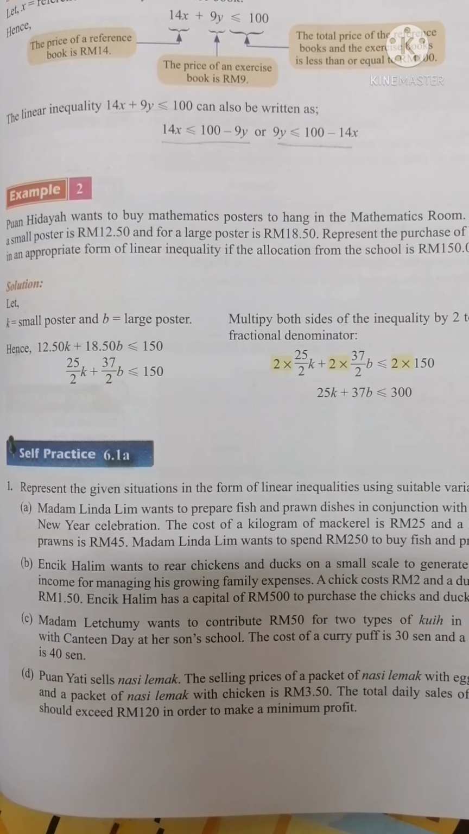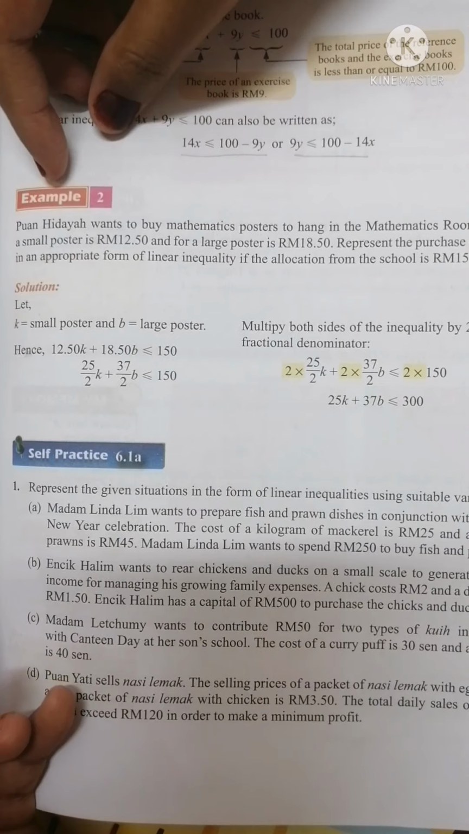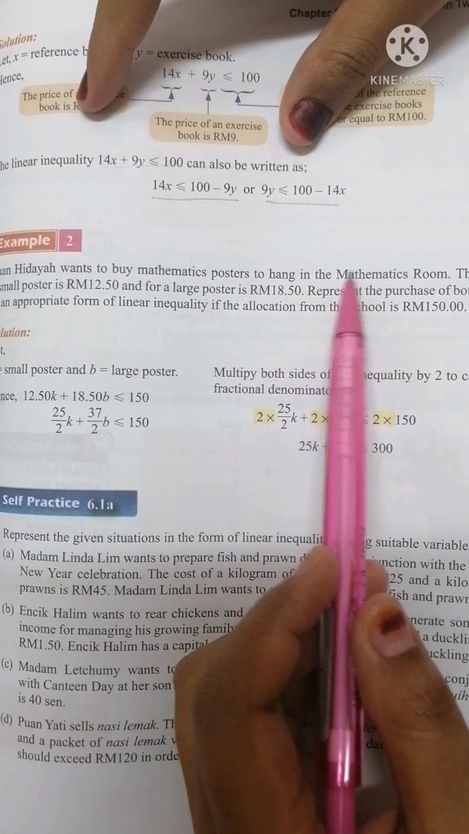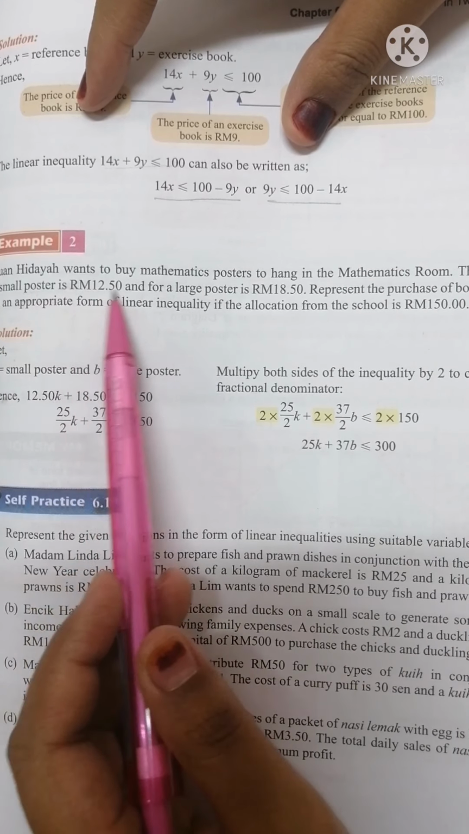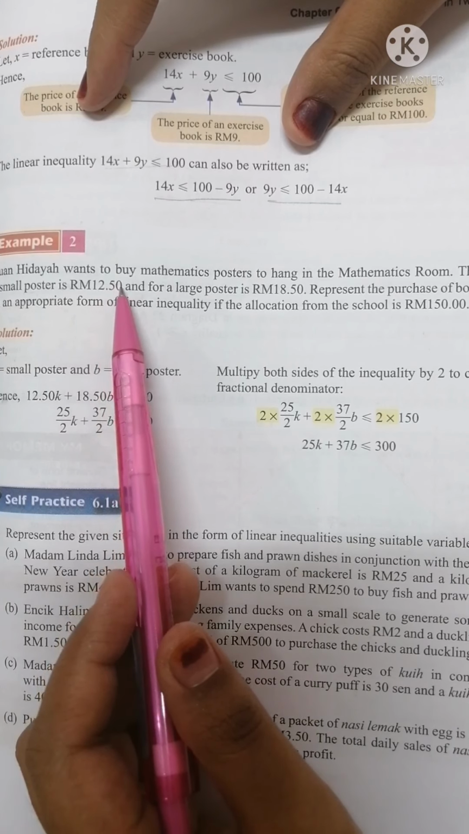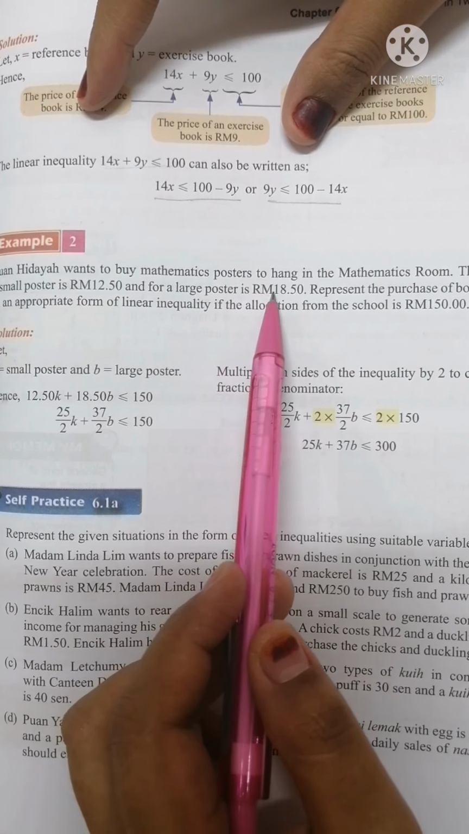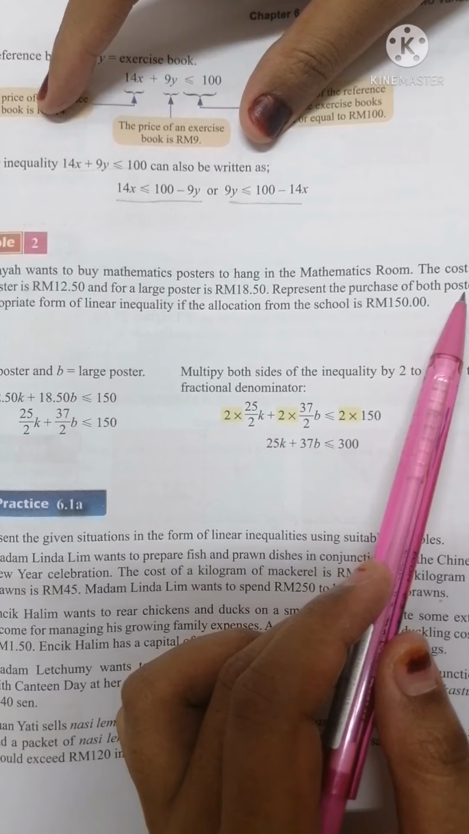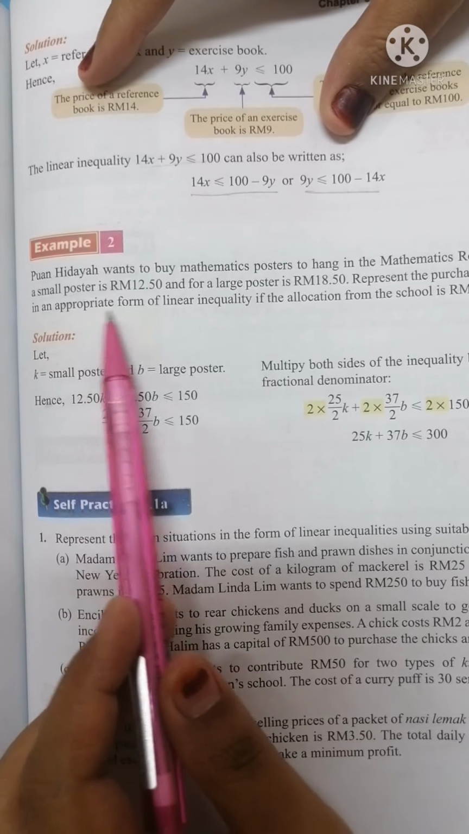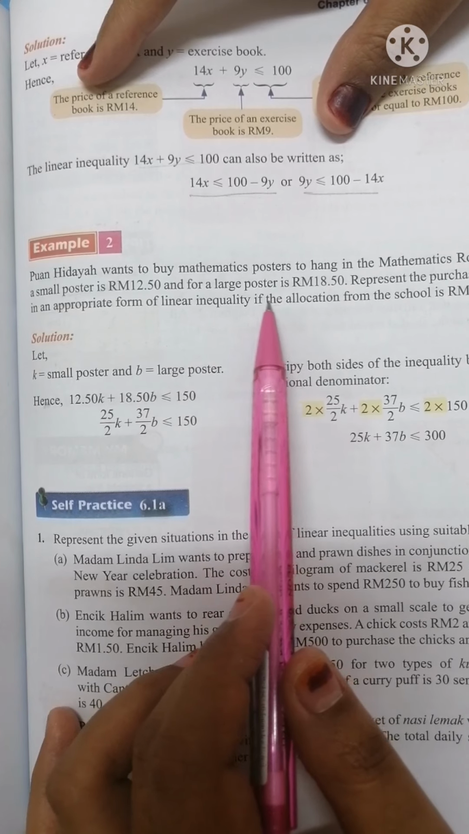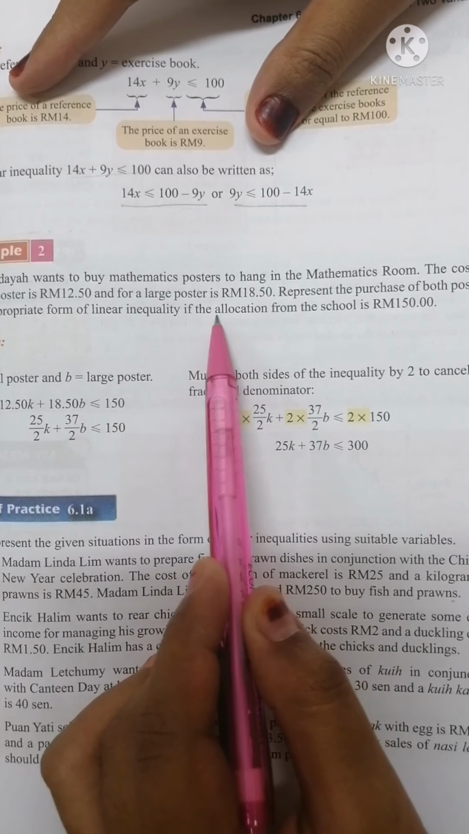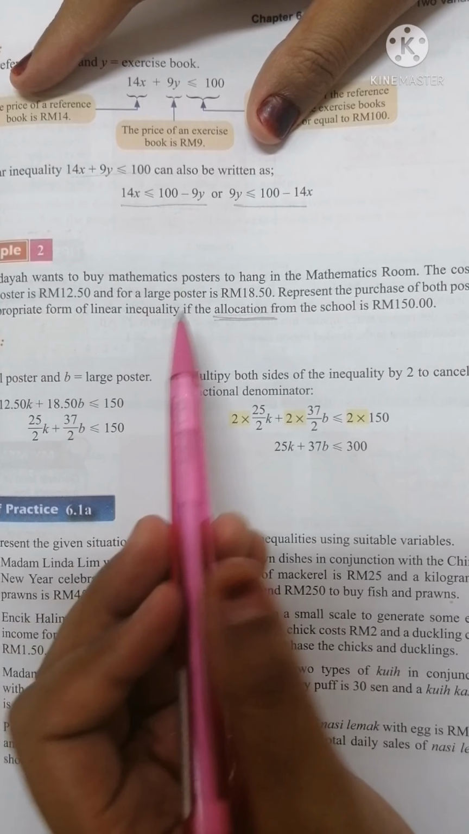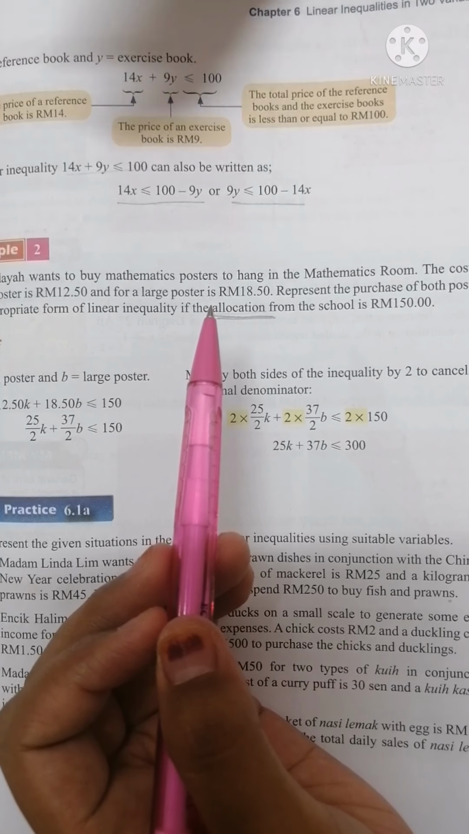Okay, class, we proceed with the second example. Puan Hidayah wants to buy a mathematics poster to hang in the mathematics room. The cost of a small poster is RM12.50 and a large poster is RM18.50. Represent the purchase of both posters in an appropriate form of linear inequality if the allocation... this is the key point in order for you to decide which symbol of inequalities you need to use.